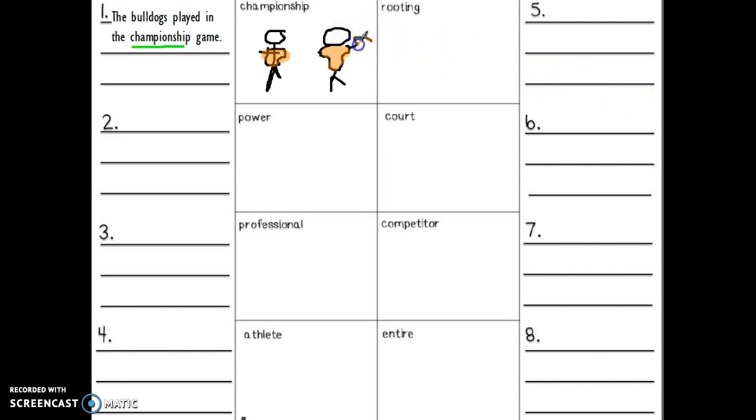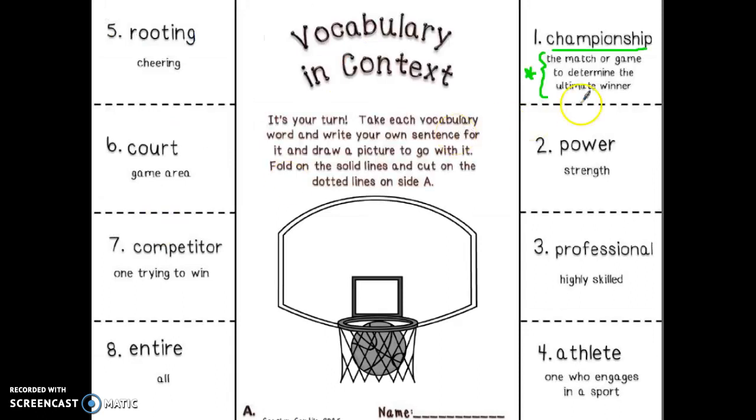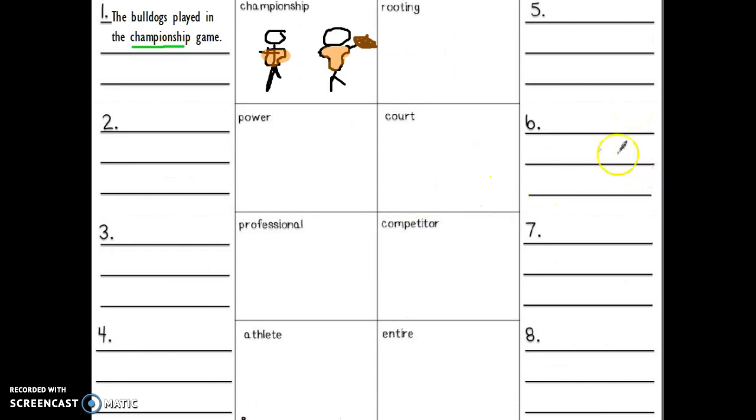Now as I draw this picture, whatever I draw here, there's no right or wrong thing to draw. Whatever you draw should be something that helps you connect to the meaning of the word. Something that's going to help you remember that championship means the match or game to determine the ultimate winner. So you might draw a trophy or a medal around their necks, because if you win the championship, that means you've won the ultimate game. You are the champions. So maybe in your picture you might draw a medal around their necks or a trophy, okay? Whatever you draw should help you remember the meaning of the word.